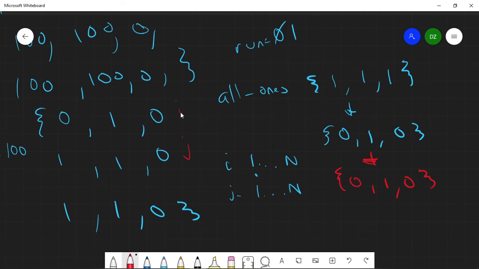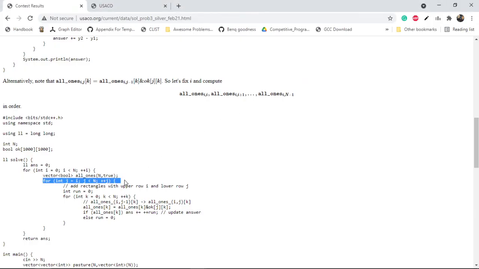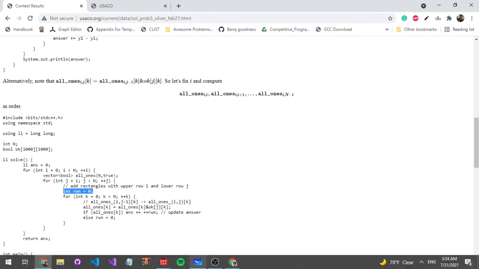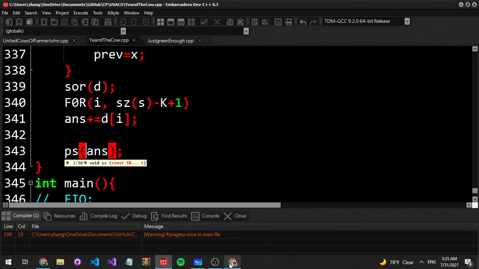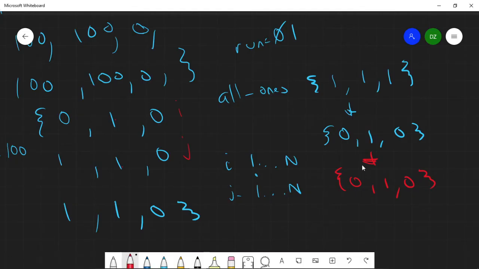If you don't know what AND is, just read up on it. But what this helps us do is find 2D rectangles because it adds this 2D element to it. So if they're both AND, that means both are good. And so run also equals 0 every time, so this would only add to 1. So run would change back to 0, and then now it's 1 again. So it adds one more rectangle to your answer.